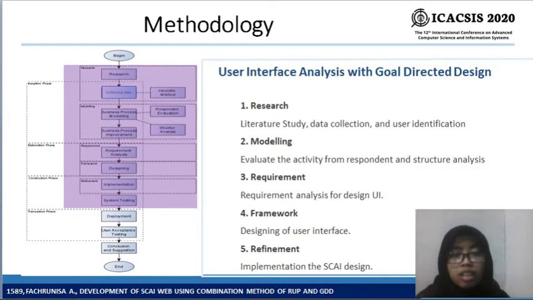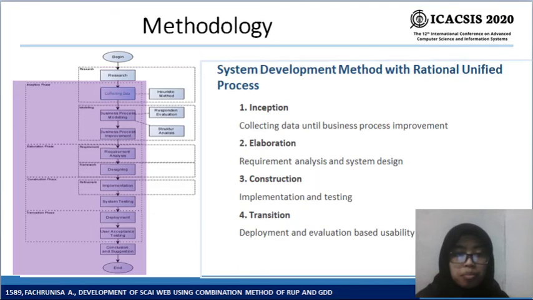The user interface analysis with goal-directed design starts from collecting data, identification of user, structure analysis, until implementation to user interface web design. While we analyze the user interface, we also solve the problem of the process of the system. With rational unified process, we make documentation that can make it easy to develop this web. We start with the flow of the process, make the web, remake the user interface based on the result of goal-directed design, then deploy and evaluate the web in the transition process.